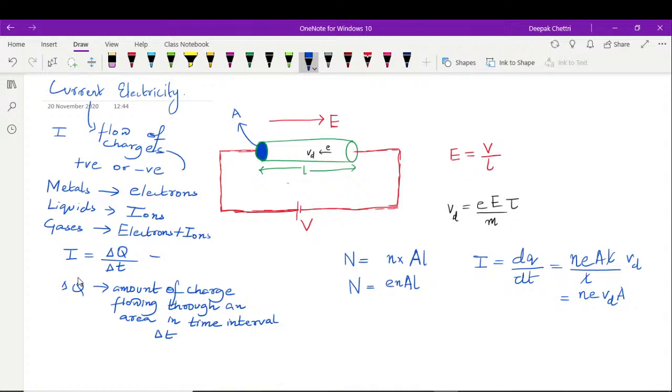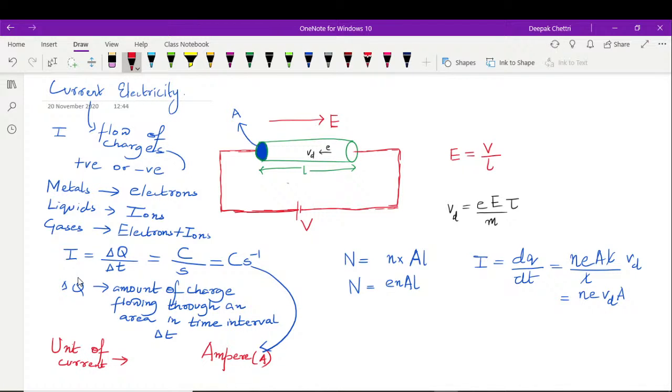So this is delta q. Now unit of charge, this is charge, so it will be coulomb. Unit of time is second. So unit of current you can say coulomb per second, but this is given a special name. This is called ampere, right, you all know. So this is called ampere, right, and it is denoted with capital A. Okay, so unit of current is ampere, and denoted with capital A.